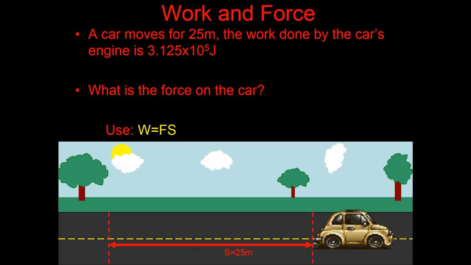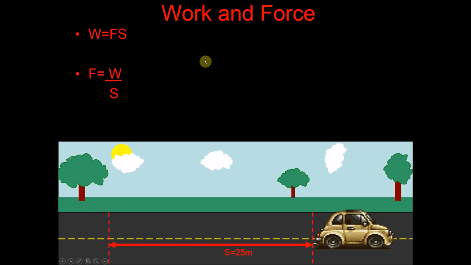So using work equals Fs, we've got a 25 meter displacement here, and we know the work done in terms of the energy here. So work is F times S. We're going to say that F is W over S, the work divided by the displacement. That will give us 3.125 times 10 to the 5 over 25, which will simply give us 12.5 times 10 to the 3 newtons, or about 13,000 newtons.